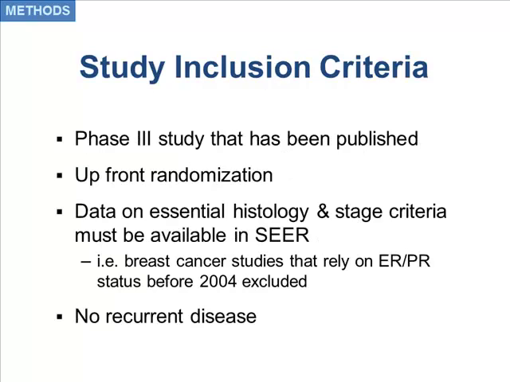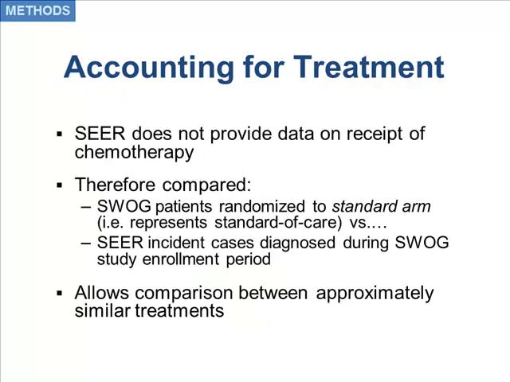Studies were included if it was a Phase 3 trial that had been previously published, if it had upfront randomization, since SEER data cannot reproduce the filtering that goes into second or third registrations like in the SWOG study. The data on essential histology and stage criteria must have been available in SEER, and the trials cannot have been of recurrent disease, since SEER data index cases according to initial diagnosis.